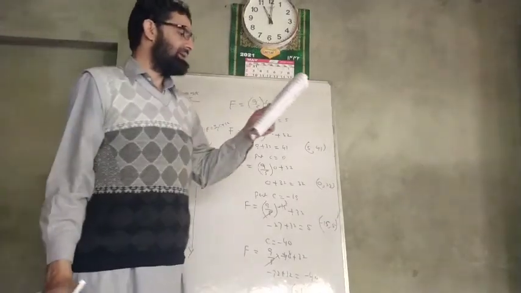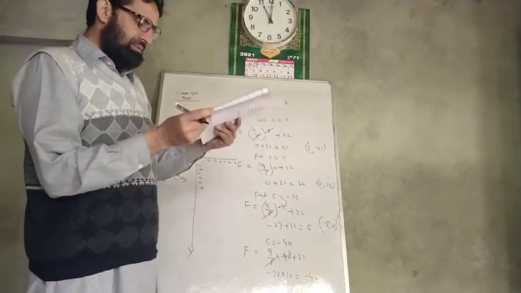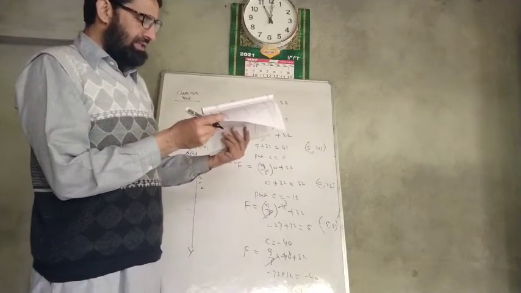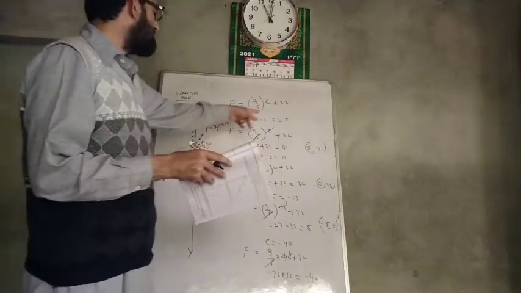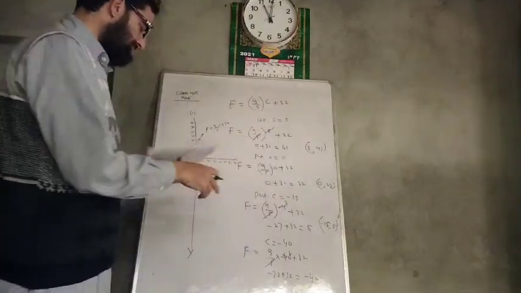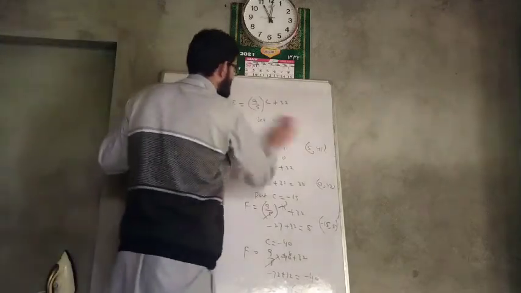Now the second part of this: if the temperature is 32, what is the Fahrenheit? Now putting C equal to 32, what is the Fahrenheit? Let us calculate. This was the graph.